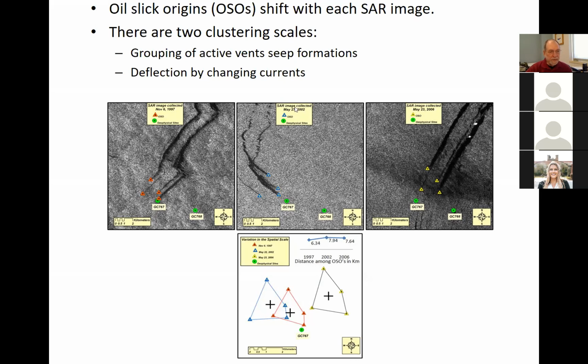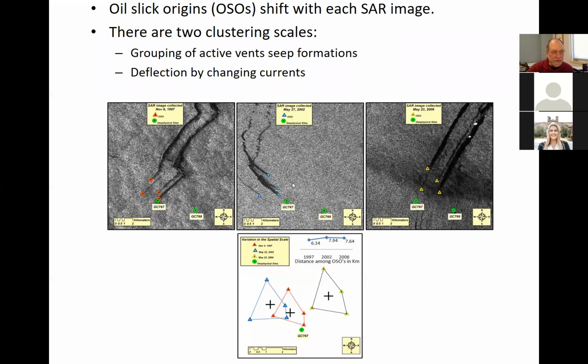Well, here's a picture taken in 2002, so 5 years later. And once again, this GC767 green dot marks the same location in each of these images. So 5 years later, we see this same pattern. So there's an indication of oil coming up in the same location.